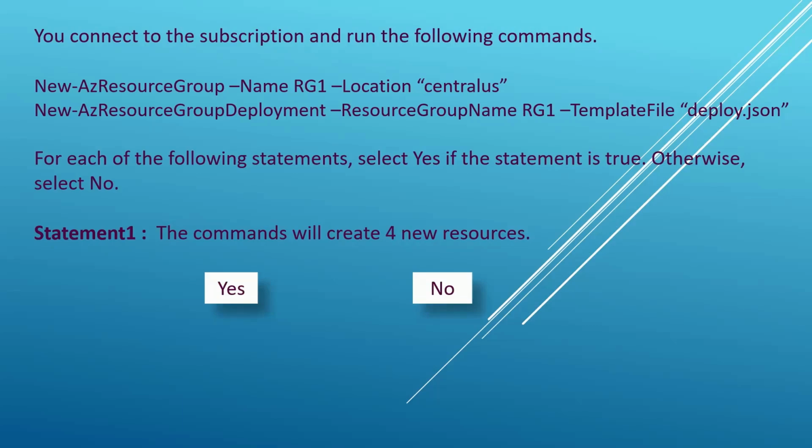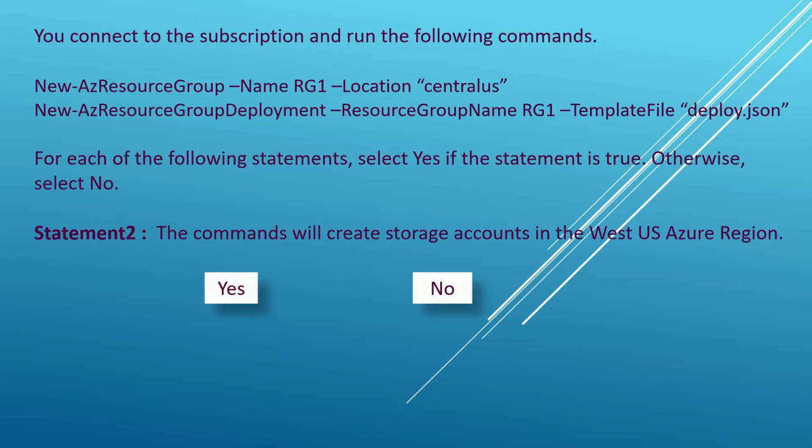Now for each of the following statements, select yes if the statement is true, otherwise select no. The first statement is the commands will create 4 new resources. And my friends, that's correct. There will be 1 resource group and 3 storage accounts created, as I explained earlier.